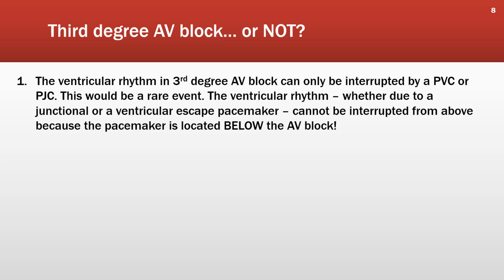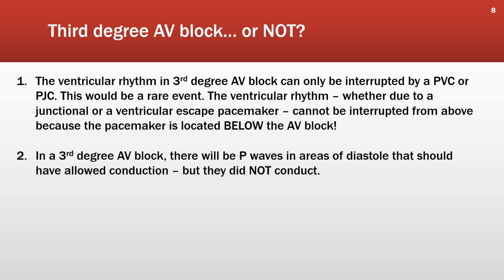One, the ventricular rhythm in third-degree AV block can only be interrupted by a PVC or PJC, and this would be a rare event. The ventricular rhythm, whether due to a junctional or a ventricular escape pacemaker, cannot be interrupted from above because the pacemaker is located below the AV block.